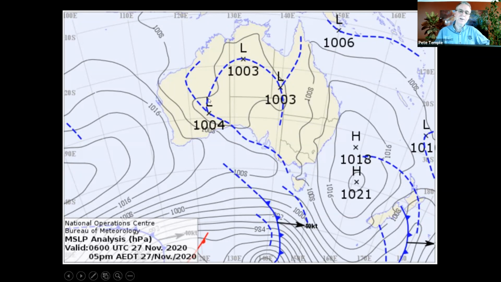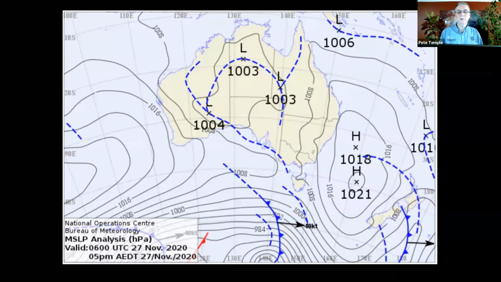So this shows the pressure pattern on that day. The most obvious feature is this trough line, which was actually a little bit further north than this is showing. But anyway, it ran across southern South Australia, down into Victoria, down into Tasmania. So that's where that convergence line was. The trough line was there, and the convergence line happened to match that.